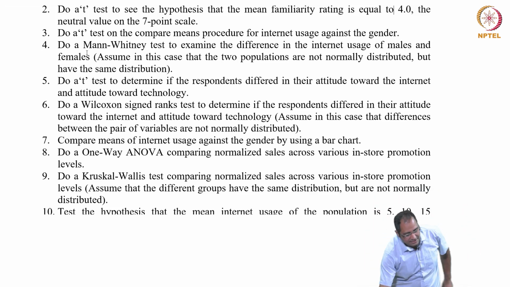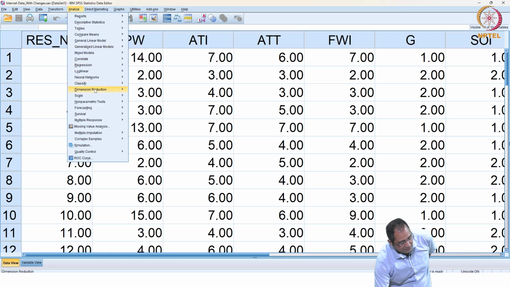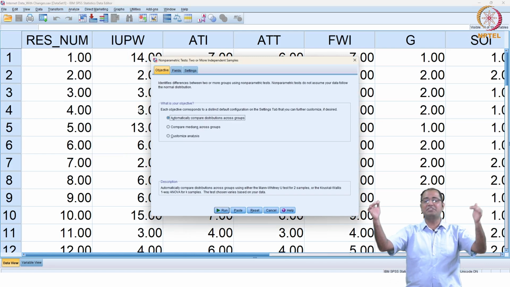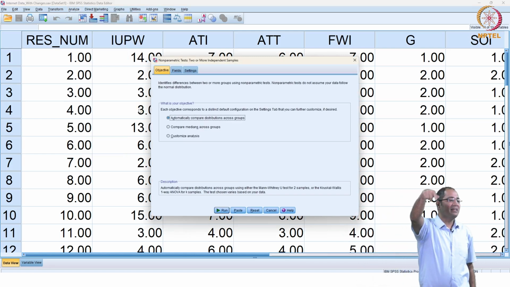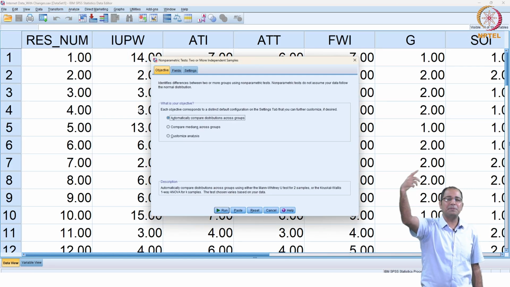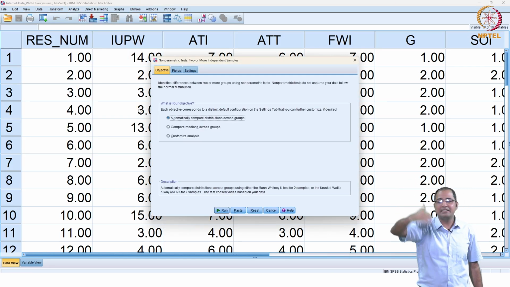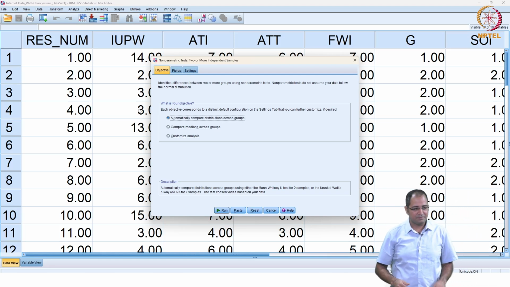So what to do then? The same test, but you have to do it non-parametric. Analyze, non-parametric test, independent sample. Now here it is the test between the medians, because the data is ordinal, assume. Now in this case, the data is ratio. Still we are using it. Now what SPSS would do is, based upon the ratio data, it would assign them ranks and then conduct the test.